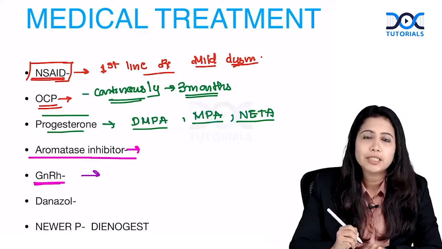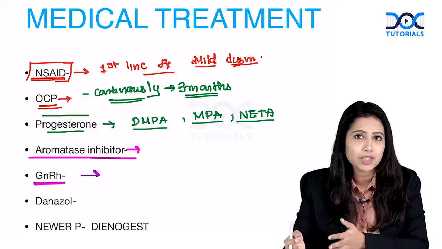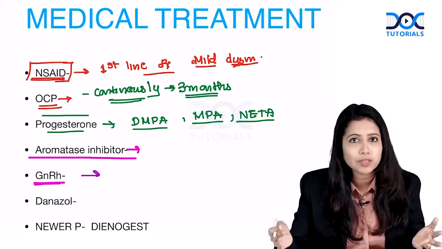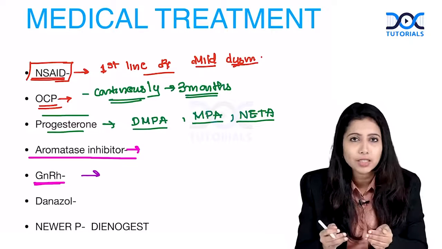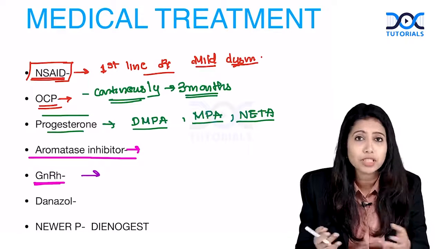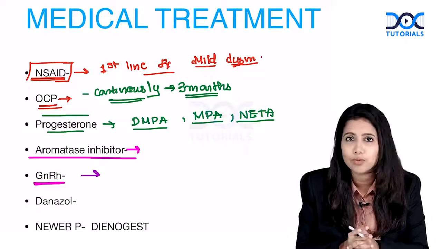But the side effect is that the woman can have these menopausal side effects as well. Once we are giving this for a long run, that is more than 6 months, the estrogen will be less. As estrogen is less, the woman can have osteoporosis. She can have hot flushes. All the menopausal symptoms can be there for this woman.